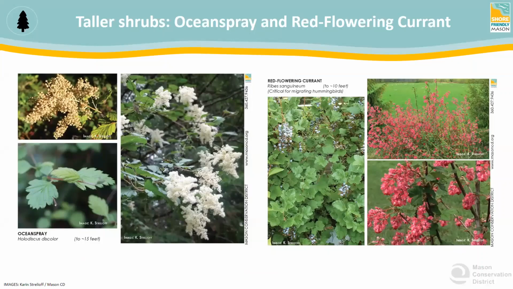Okay, we've got ocean spray. These are a little bit taller shrubs that grow well. Ocean spray can really handle dry conditions during the summer, and then the red flowering currant has lots of habitat benefits and grows very quickly. So if you needed a hedge to screen your neighbors or something like that, red flowering currant's a great choice, and it's beautiful, and the hummingbirds love it.